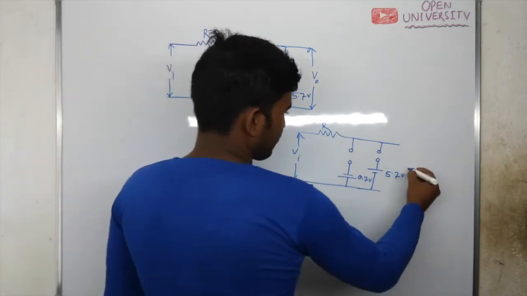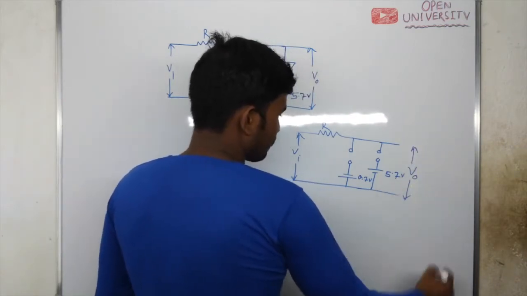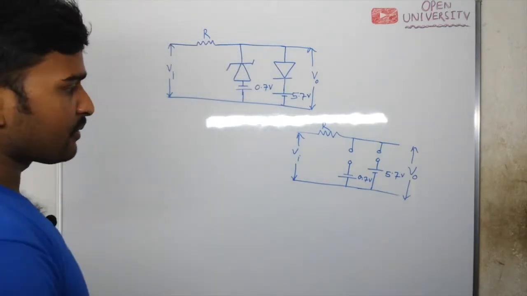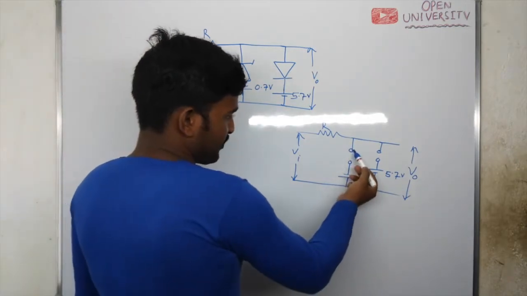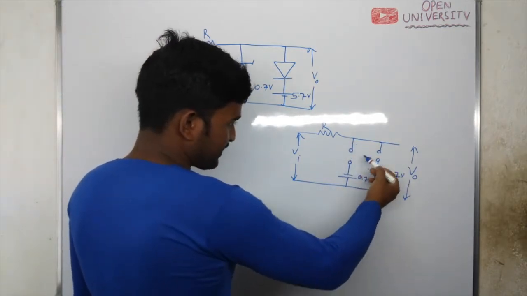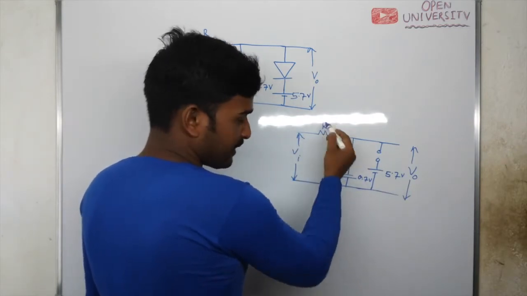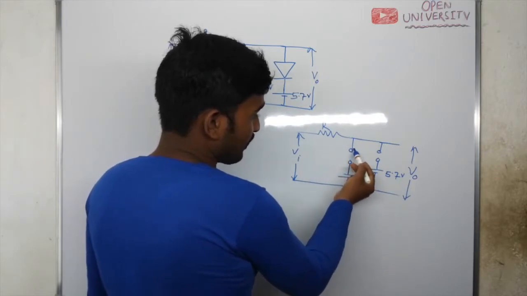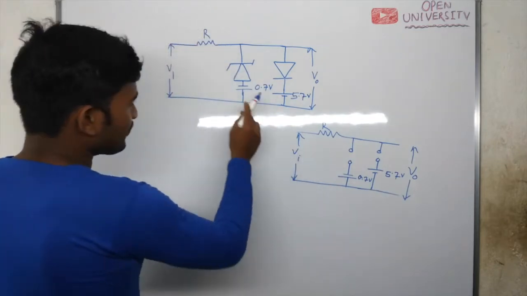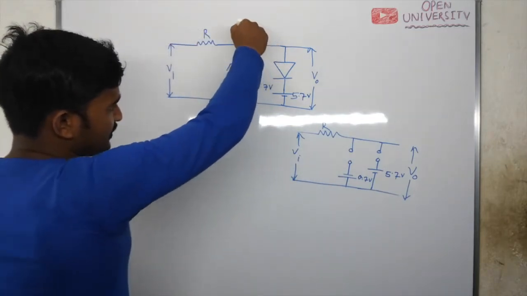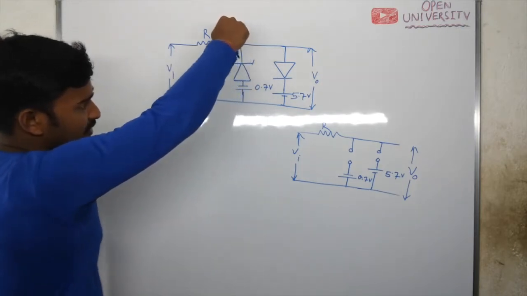From this we can get the conditions for what values of input the diodes become forward biased and reverse biased. Now, what is the voltage available at this point? Since there is no current passing in this loop, no voltage will be dropped across the resistance R. So this VI will be available at this point and at this point. Now the voltage available at this point is VI.